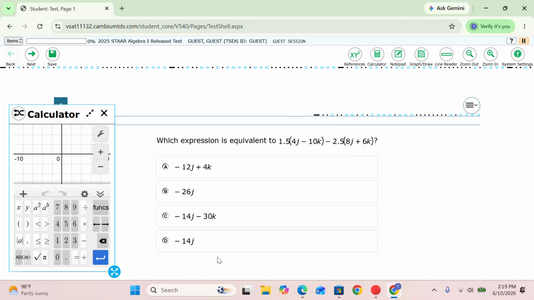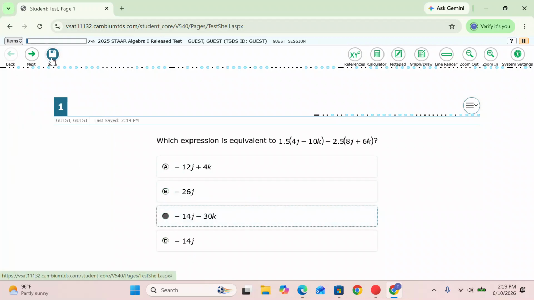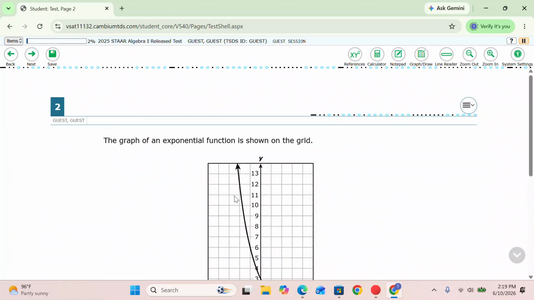So the Desmos is right there. You just have to learn how to manipulate it. Then you have to save. Let's say the answer is C, which I know it is C because I've done this problem so many times. All you do, I'm going to get rid of Desmos. You're going to save it, and then you're going to go on to the next one.